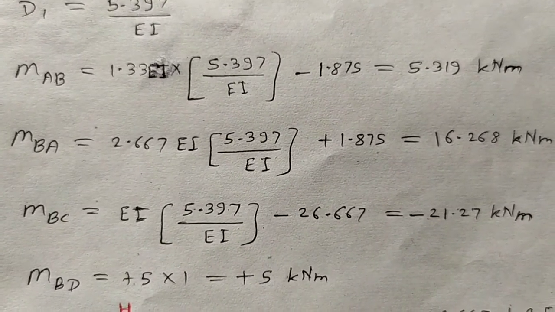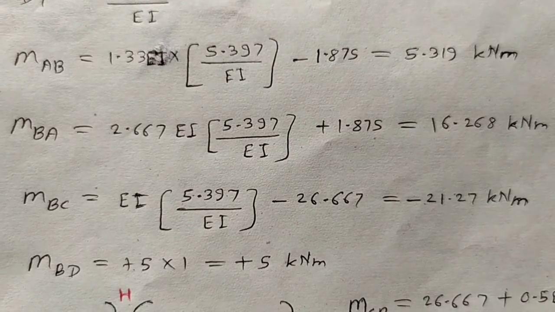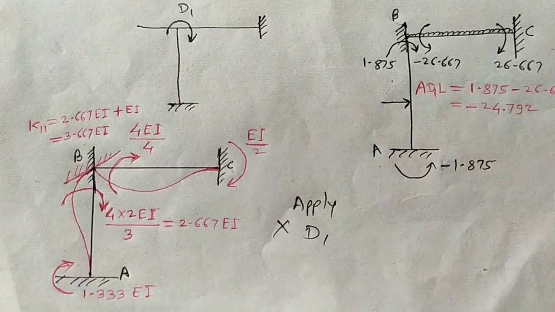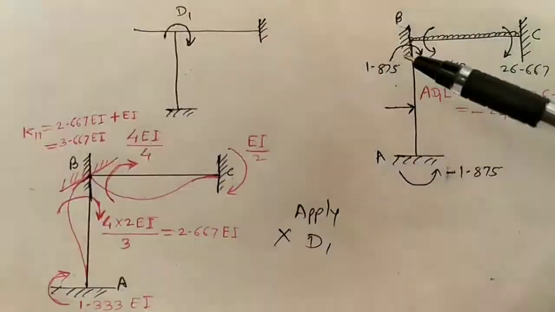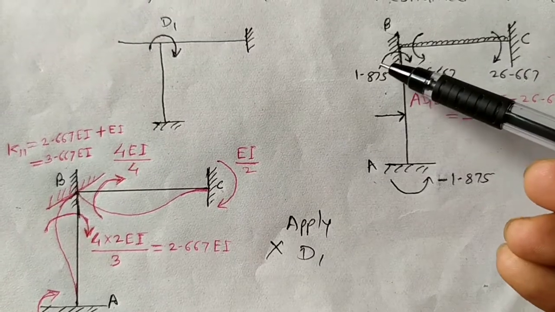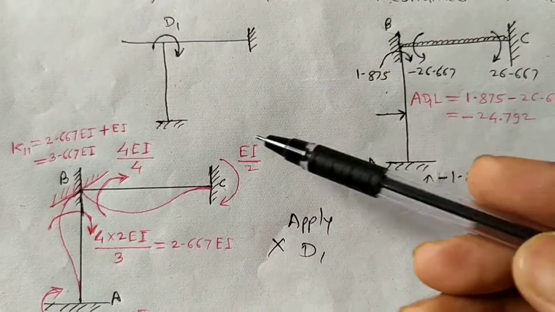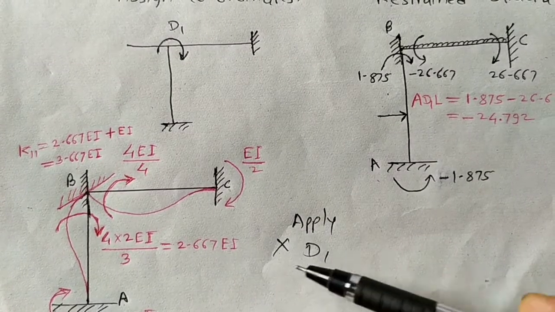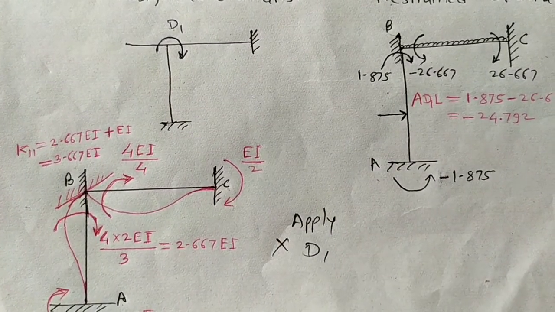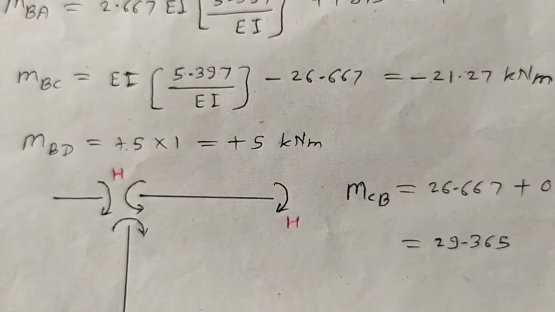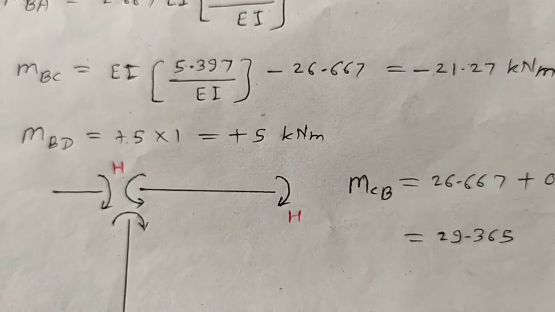So we have written the equation for MAB and we have got the answer, that is a plus, clockwise moment. Now next, do the calculation for MBA. Again, MBA is nothing but this one, plus 1.875, and MBA here is 2.667 multiplied by D1. This is MBA.